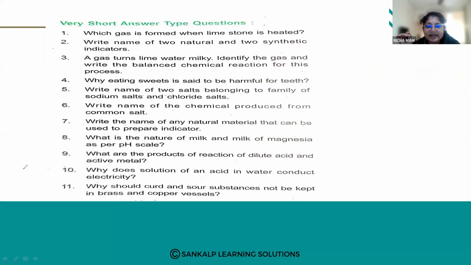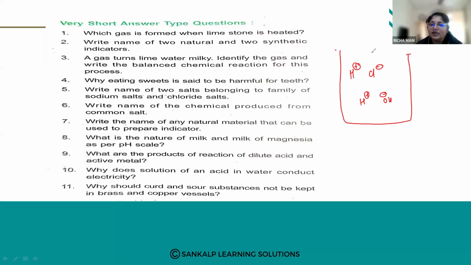Why does a solution of an acid in water conduct electricity? Acid. Suppose I have HCl and I have added it in water. Now this container consists of both acid as well as water. So when you add acid in water, it will split. It will split into what? It will split into H plus ions and Cl minus ions.